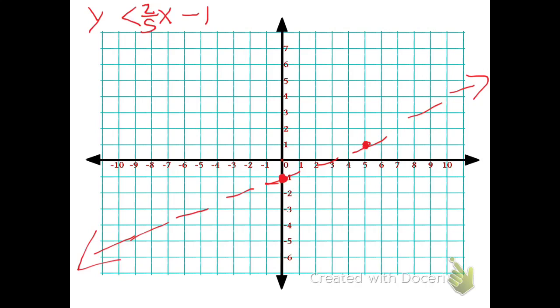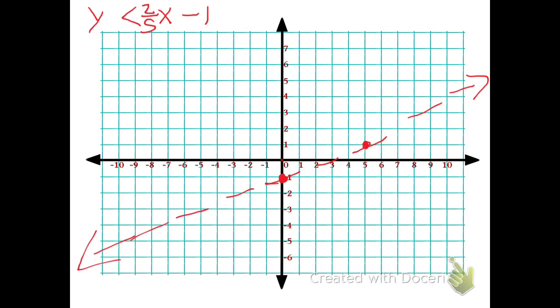Okay, now we're at this point where we had to test a point to see if it makes the inequality true. And I typically like to pick the point 0, 0. You can only pick 0, 0 if it's not on your line. If your line goes through the center, you can't use it. But this one did not. But we can choose any other point. Let's pick a different point, like this point here.